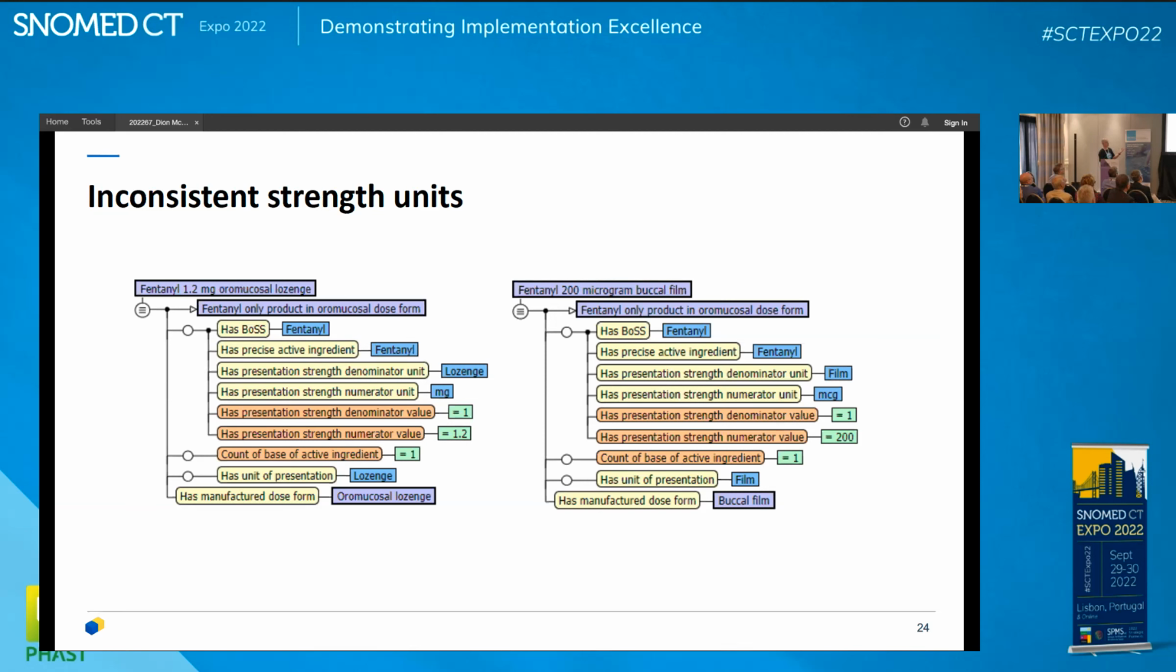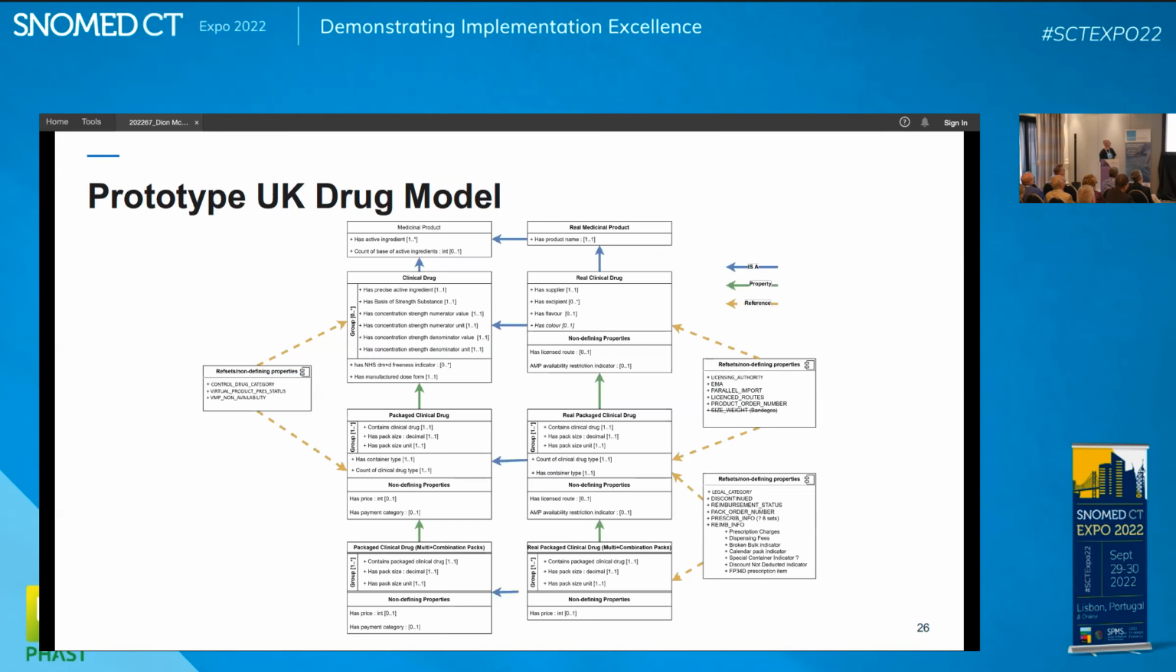It also affects ECL. So if I was to say, show me all of the things with more than 100 micrograms of fentanyl, I'd get the thing on the right and I wouldn't get the thing on the left out of the ECL. So that's also a barrier. So making those consistent, and there's rules in things like AMT and dm+d for consistently using units, makes this problem go away.